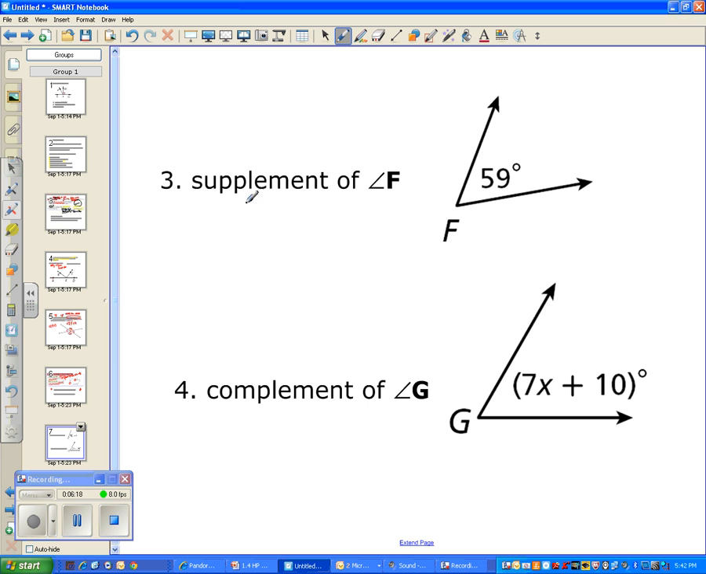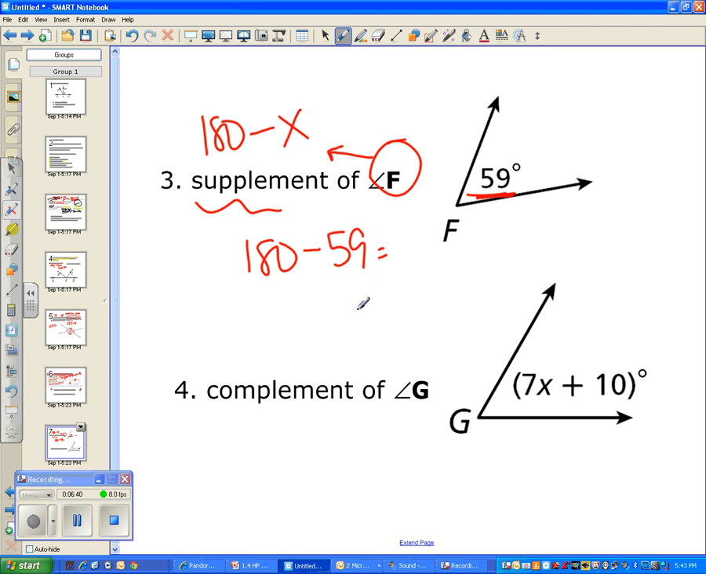Okay, so in the book, they're going to give you easy questions like this. Find the supplement of angle F. Well, we know supplement means 180 degrees. Now, I told you in the other video, whenever you see supplement, just go 180 minus x. In this case, F is the x, and we know what F is. So all you're going to do is plug it in, 180 minus 59, and that's going to give you 121 degrees. That's your answer. You can give me an answer because I gave you the angle.